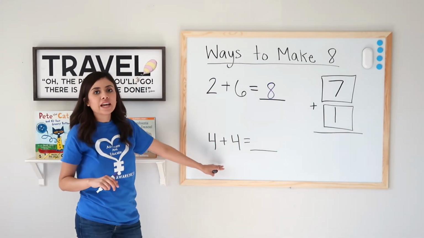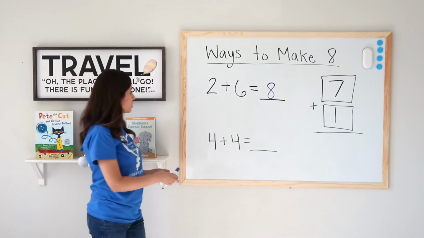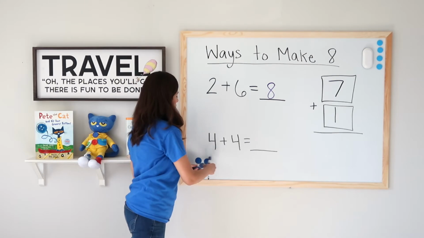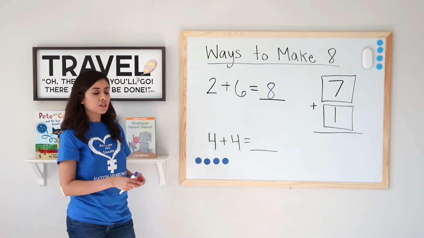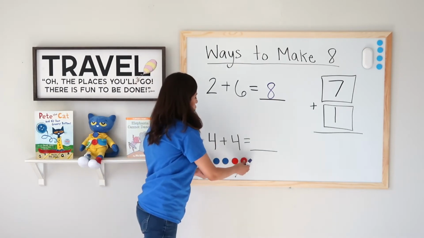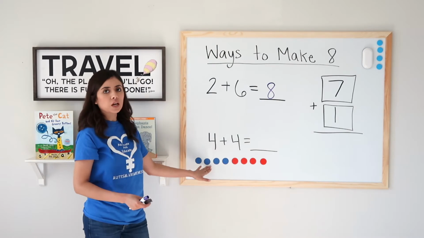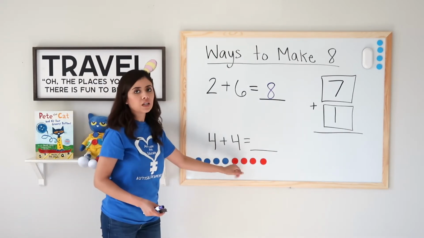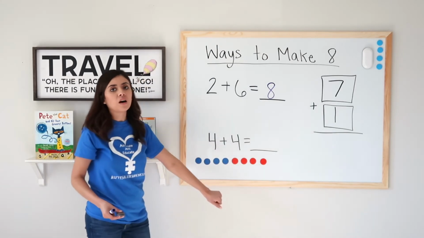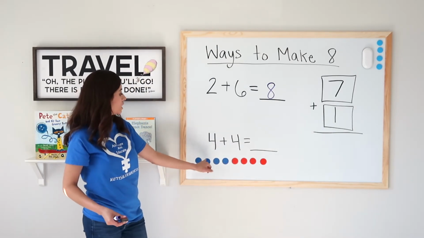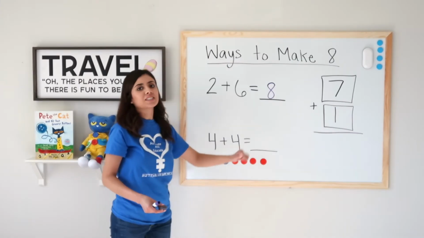Nice. Next, I have 4 plus 4. So I will start with 4 blue dots. 1, 2, 3, 4. And add 4 red dots. 1, 2, 3, 4. So 4 blue dots plus 4 red dots equals how many dots in all? Remember, in all means to add. 1, 2, 3, 4, 5, 6, 7, 8. Awesome.